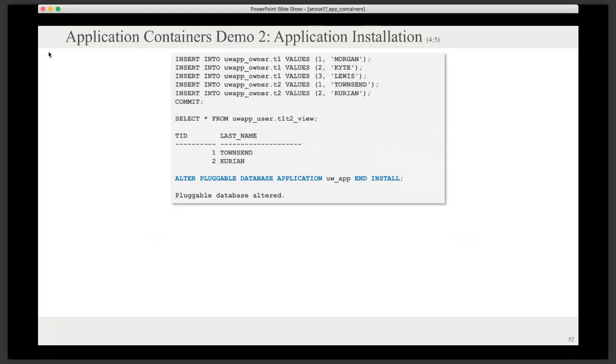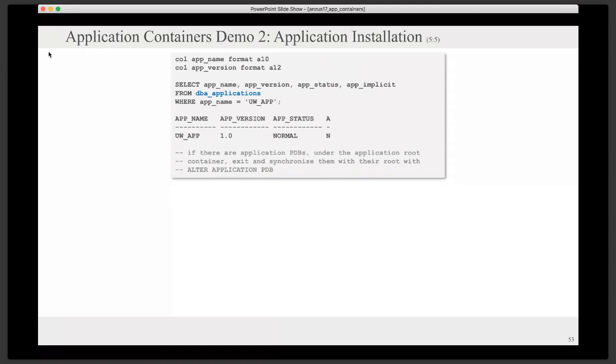Now, let's take a look at what happens when I look at a brand new data dictionary view, DBA_APPLICATIONS. And you'll notice that it's showing me that the application name is UW app. The version is 1. That's what I said. Begin installation of version. Status is normal. And app implicit, I have yet to figure out quite what that means. I'm still trying to research that one.